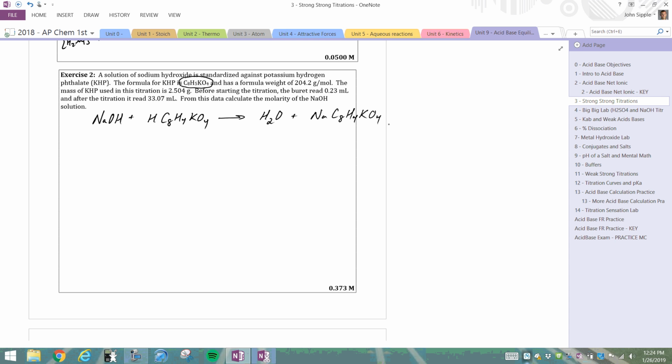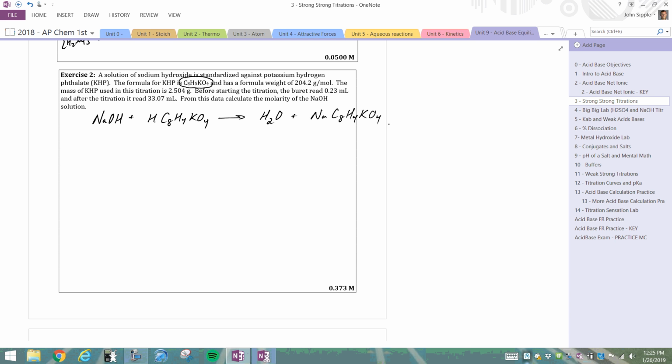They give us the formula weight for KHP, and the mass of KHP used in the titration was 2.54 grams. Before starting the titration, you read 0.323 milliliters, and after, it read 33.7. From this data, we want to calculate the molarity of the NaOH.